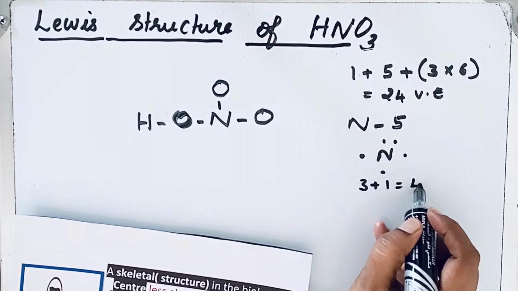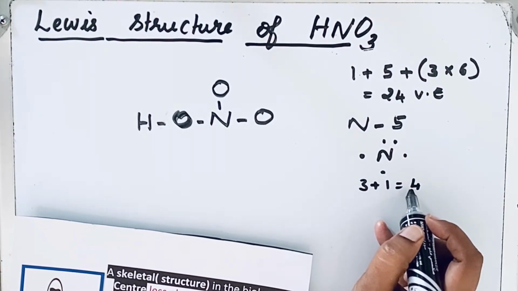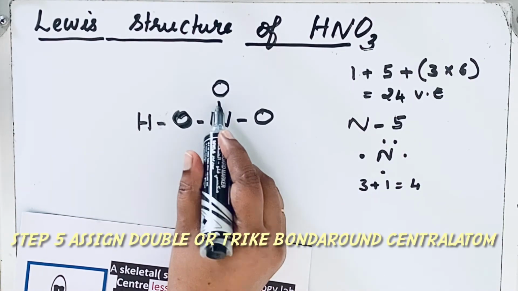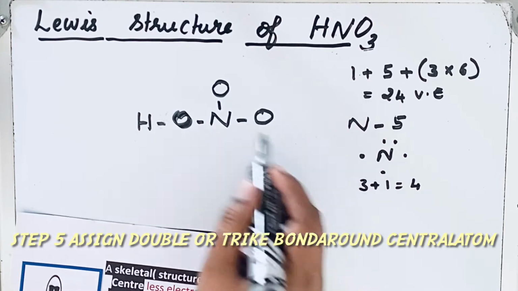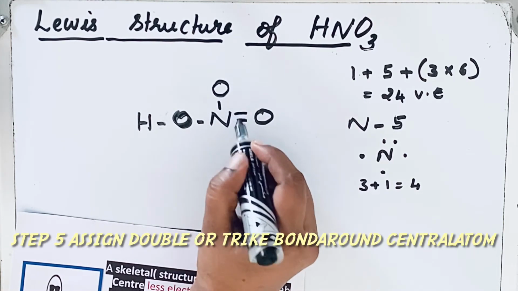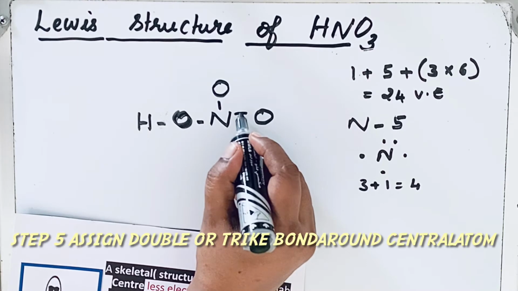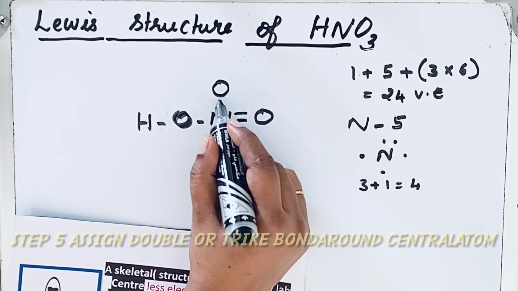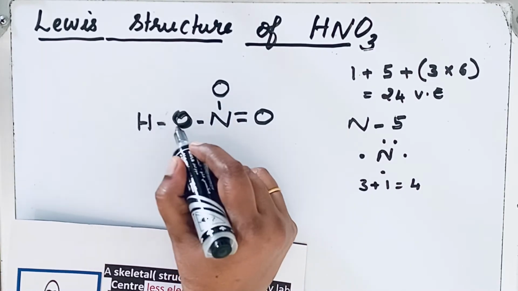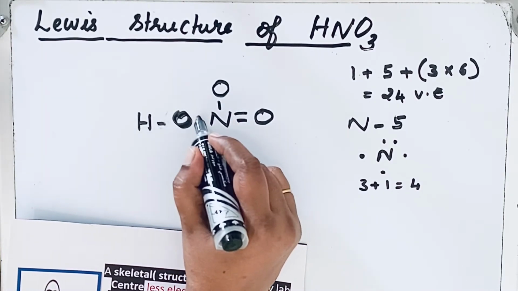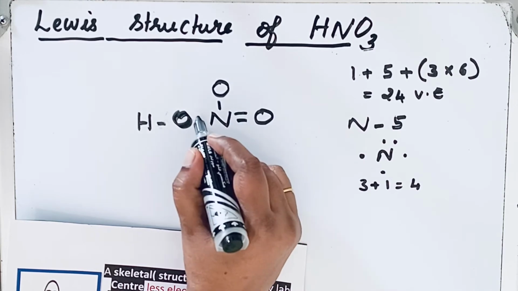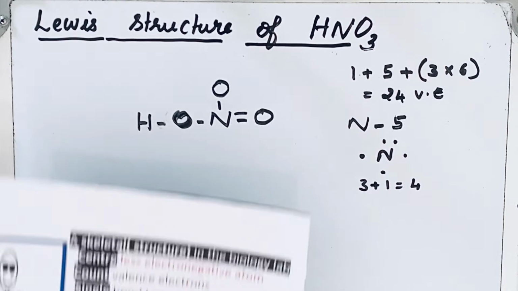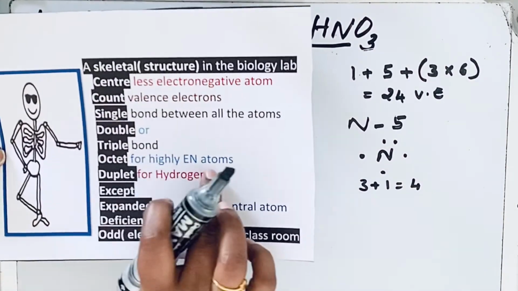So in total how many bonds are possible by nitrogen? 4. But here you see how many bonds are drawn? 1, 2, 3. So one more bond we can draw. So let us draw that one bond here. When you draw that double bond, you can draw it on this oxygen or on this oxygen. This oxygen is attached to hydrogen, so we should not draw the double bond to this oxygen. So remember that point.